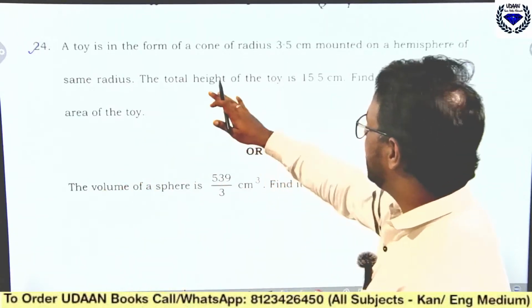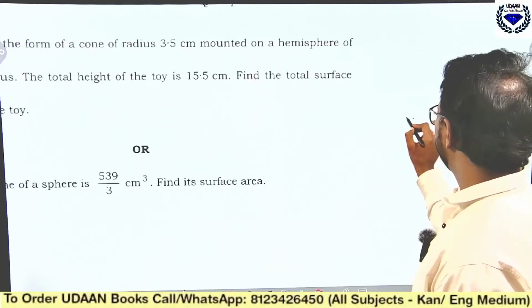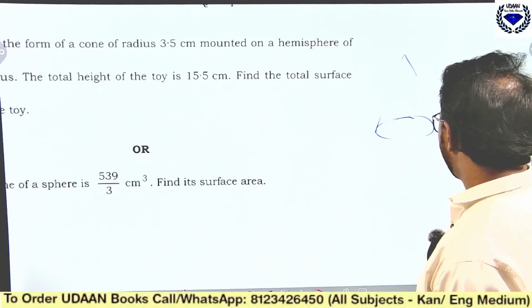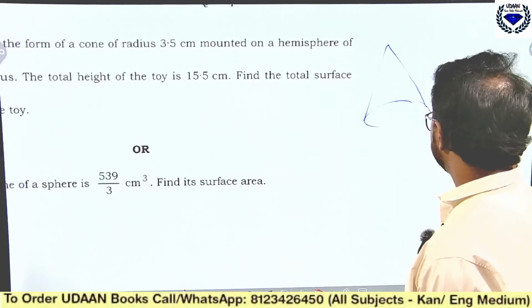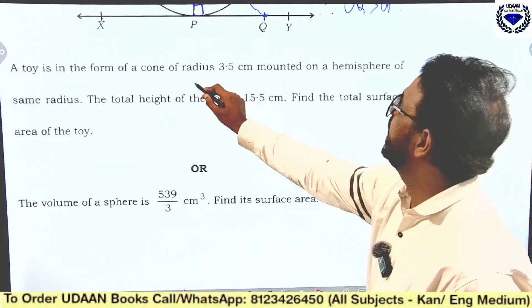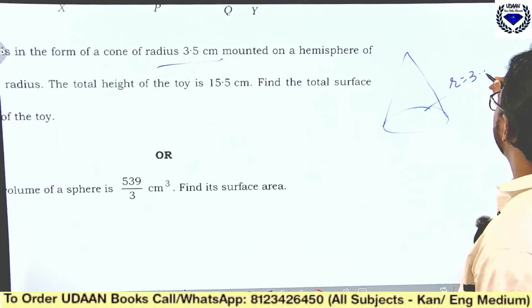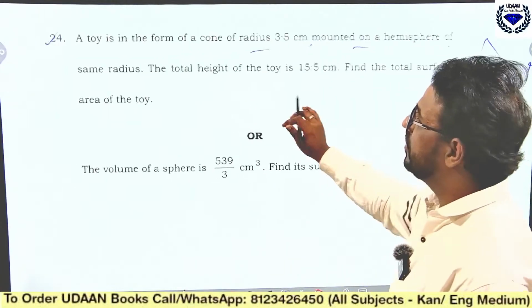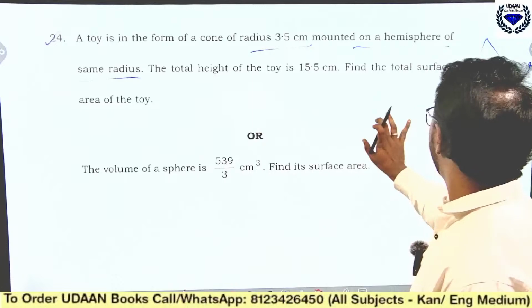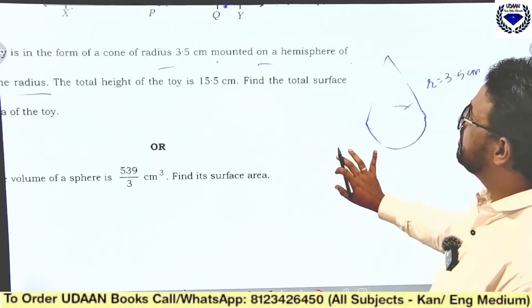So now see here what they are telling. A toy is in the form of a cone. Okay, suppose this is the cone. A toy is in the form of a cone of radius 3.5 centimeters. So the radius is 3.5 centimeter. It is mounted on a hemisphere. So where is it mounted? It is mounted on a hemisphere of the same radius. That means it is mounted on the same hemisphere.